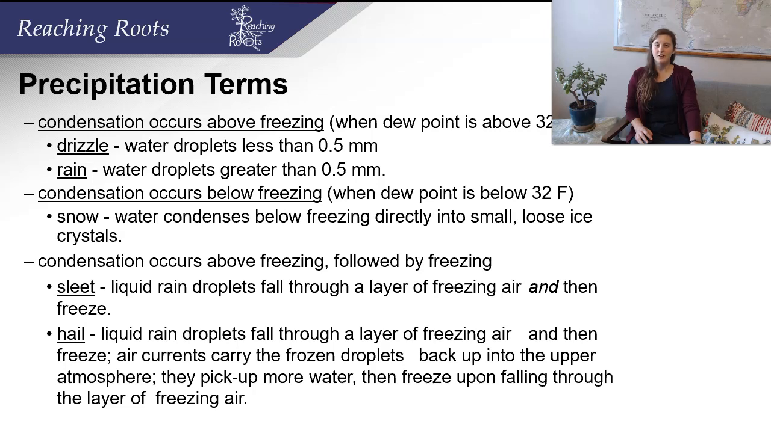Condensation, if it occurs below freezing, that's how we get snow. So when the atmosphere is very cold and the water condenses, then the crystals are able to form into these beautiful snowflakes.